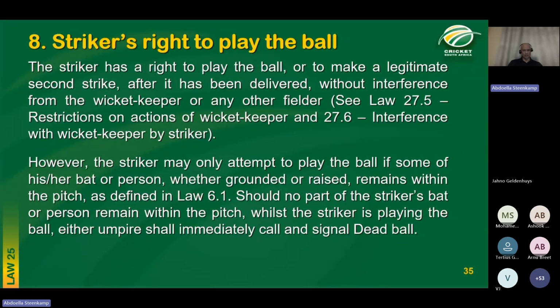The law wants some part of the striker's bat or person, whether grounded or raised, to remain on the pitch. So the striker can only play at the ball if the striker has some part of the bat or person on the pitch. If there's no part of the striker's person or bat on the pitch, please, you need to intervene as an umpire. The striker goes off the pitch to play at the ball, please intervene. And how do we intervene? We intervene by calling and signaling dead ball.